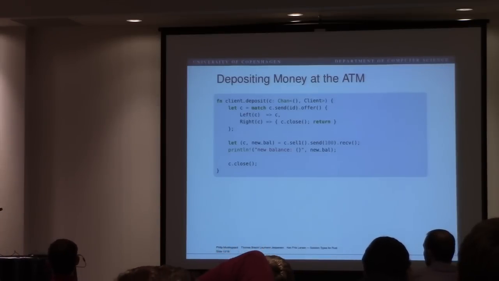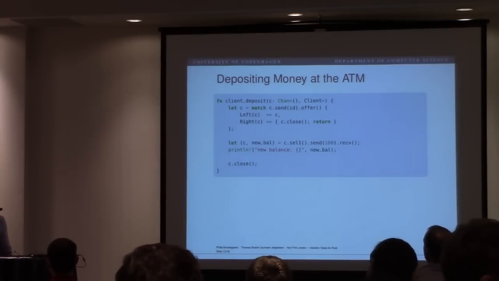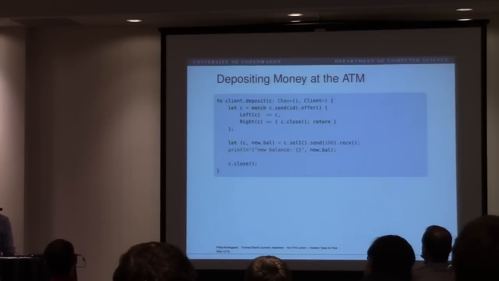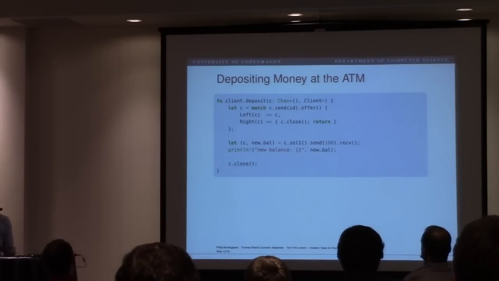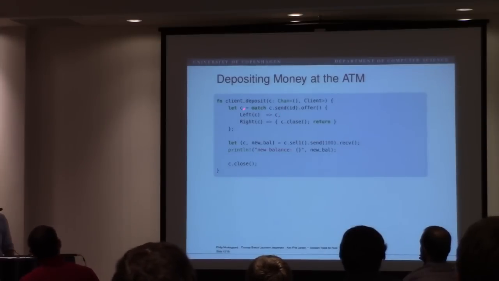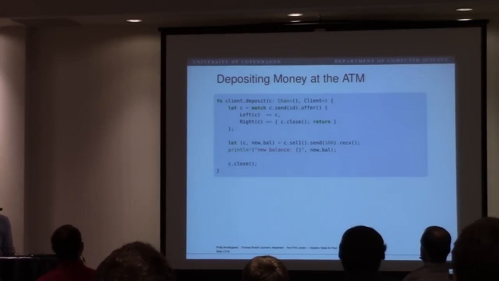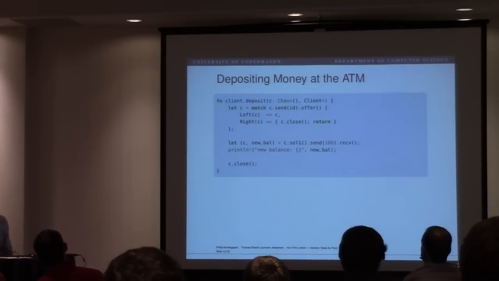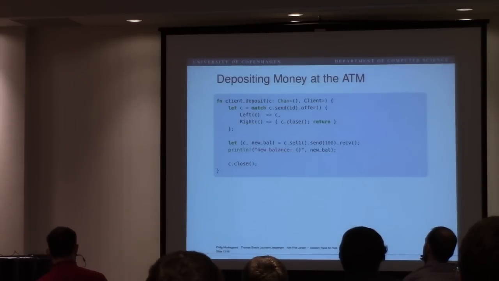Pardon? The return isn't from the match. Is it recursive? No. The return is from the function, not the match statement. So the C that is returned on the left branch is just returned from the match statement and assigned to the outer C. But if the right branch is chosen, then you can't return anything, because the server or the ATM machine has decided that your credentials weren't valid. So the only thing left to do is just to close the channel and then return from the function.